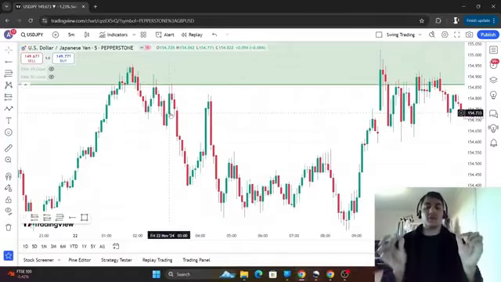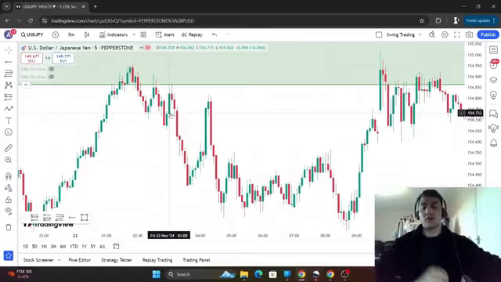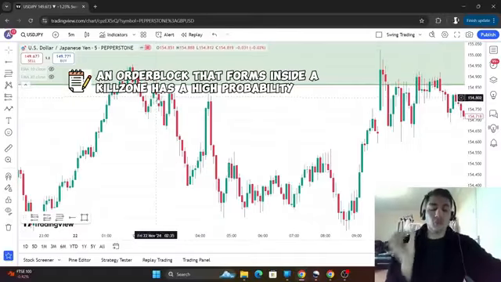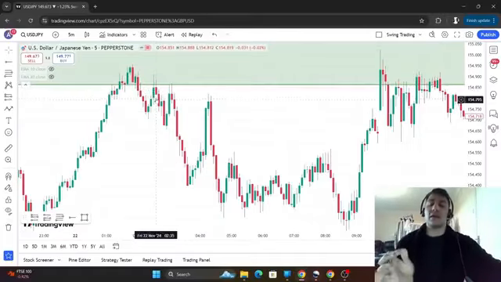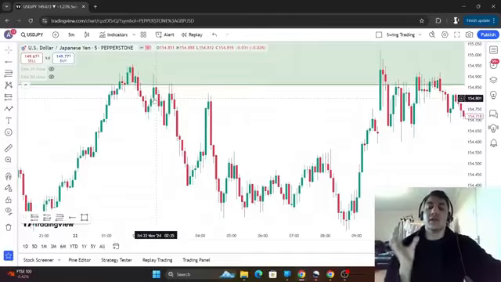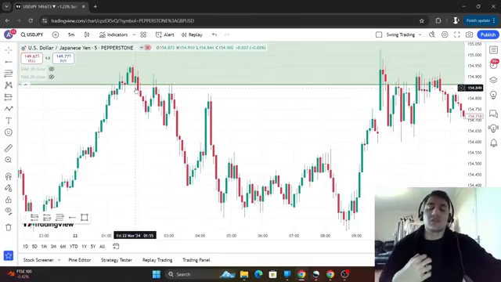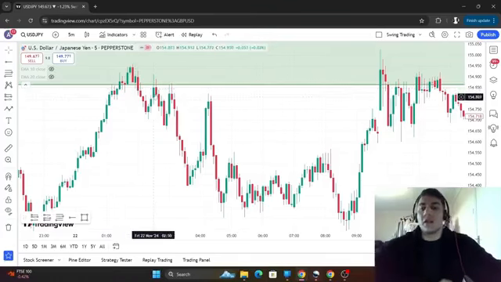And another thing, this is absolutely key and something that I've missed out recently. An order block that forms inside a kill zone is super high probability. So write that down again: an order block that forms within a kill zone is super high probability. So this right here is before London. Asia's ended, but London hasn't started yet. That's not really a high probability order block. This one's really high probability.